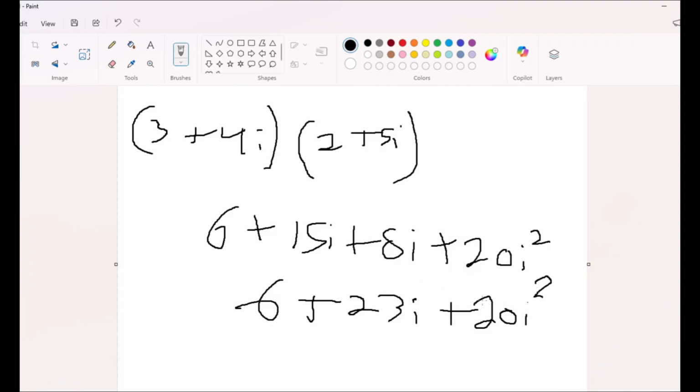What is i squared again? That is 20 times negative 1. Uh-oh. That's negative 20. Now what do we do? We combine like terms again. 6 plus negative 20, negative 14, plus 23i. There, that's our solution. Bam.